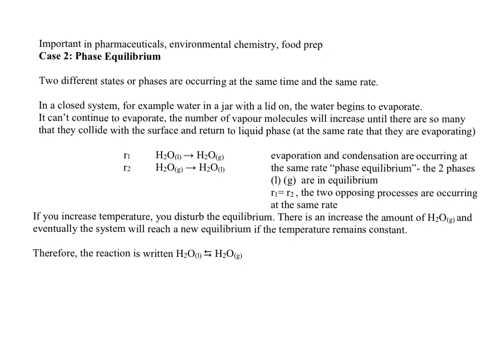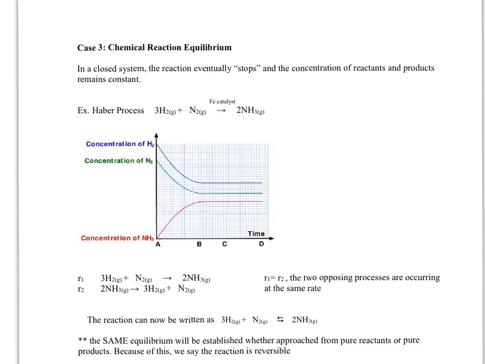But if you change the temperature, if you turn up the heat, you disturb this equilibrium. It's no longer occurring at the same rate. And then what will happen is it'll change, and then it'll appear to stop again when it reaches a new equilibrium. So for this example, we would have the double arrow again, because we have liquid water changing to water vapor, the gas state, and then the water vapor is condensing into the liquid state. We'll end up talking mostly about chemical reaction equilibrium.